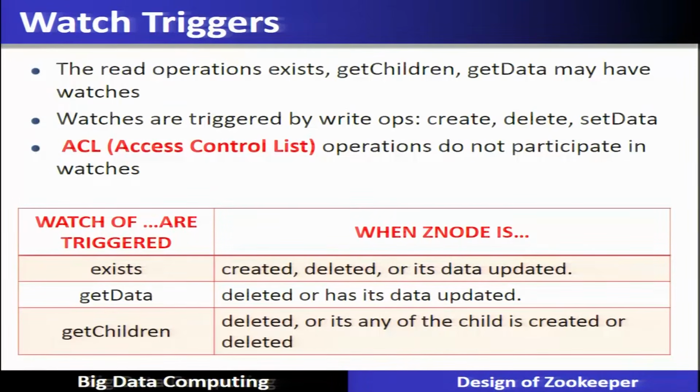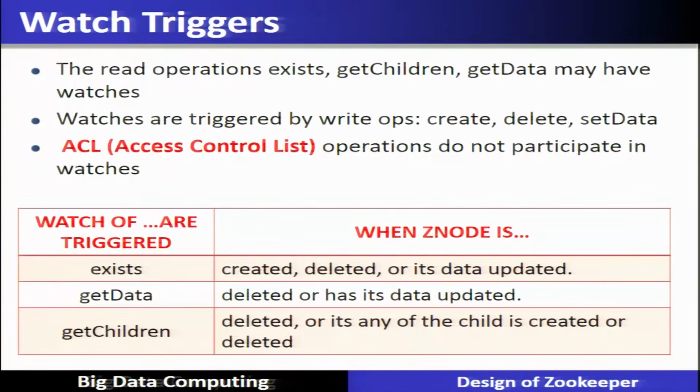Then there is an access control list of operations which do not participate in the watches. So, a watch is triggered in the following cases: if a Znode is created, deleted, or its data is updated, then it gets triggered using the exists command.